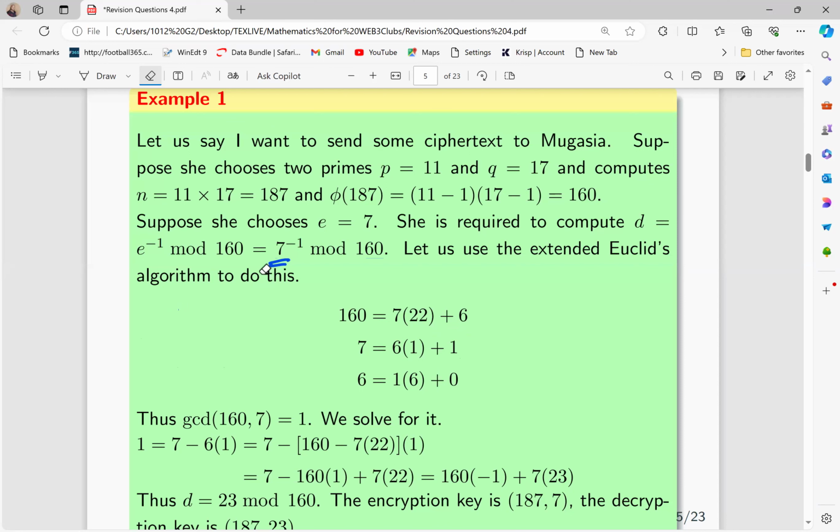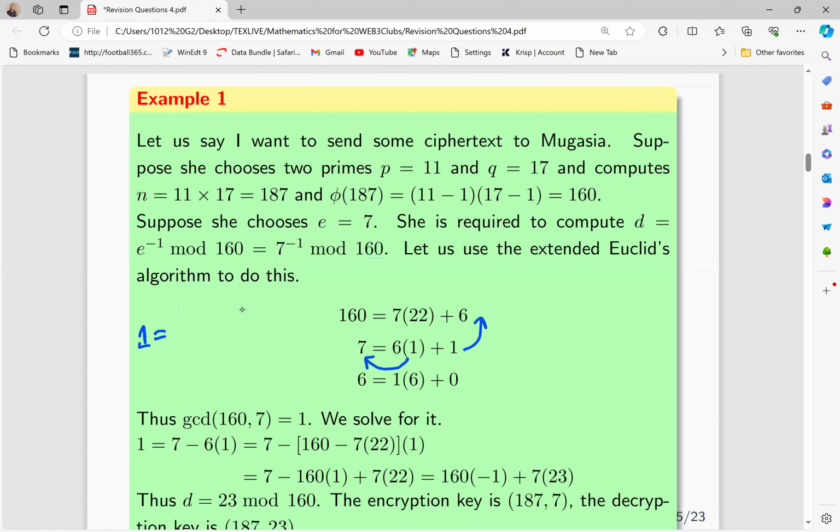You solve for 1 from this equation going up. So you make 1 the subject of the formula. And 1 is equal to 7 minus 6 multiplied by 1. So you substituted for the remainder. The next thing you do is substitute for this other remainder as you go up.